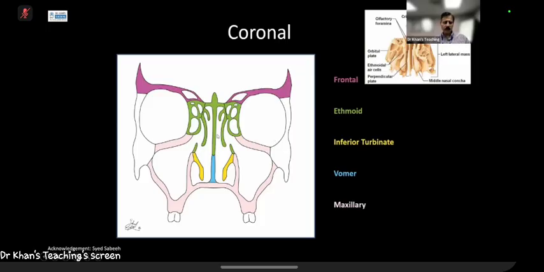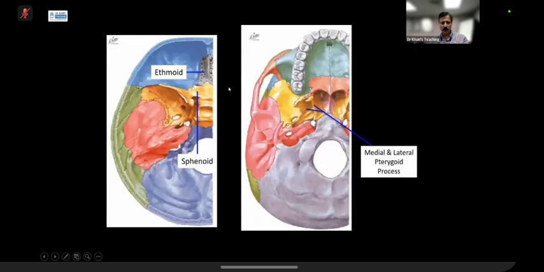So if you see here, concentrate on this. The main bone here to learn from is the ethmoid bone. Ethmoid bone is an extremely complex bone. And if you see here, this is how the ethmoid bone is. There is a horizontal plate, which is this one. Do you see this? This is the horizontal plate, also known as the cribriform plate. So this makes the anterior cranial fossa portion of it. And you remember the olfactory nerves, they pass through it.